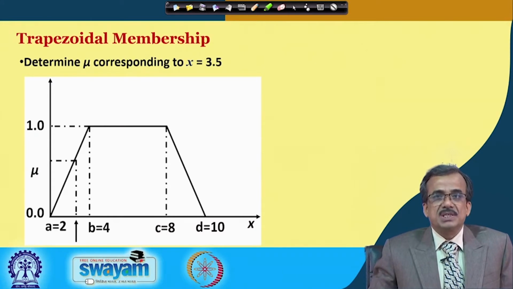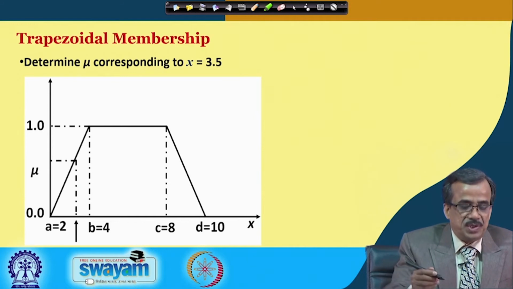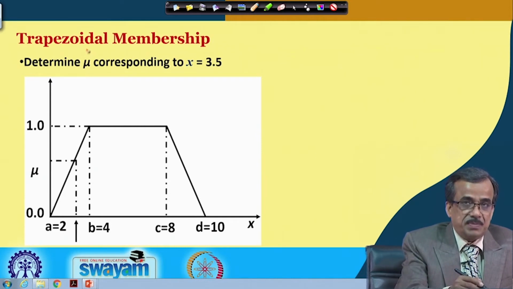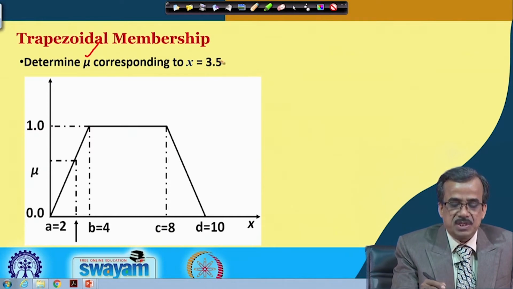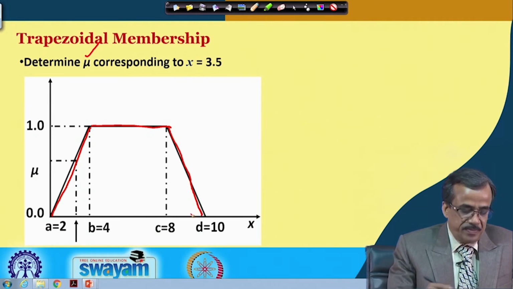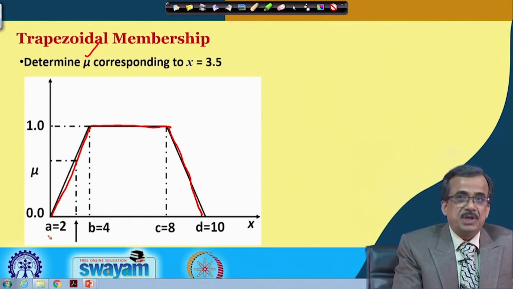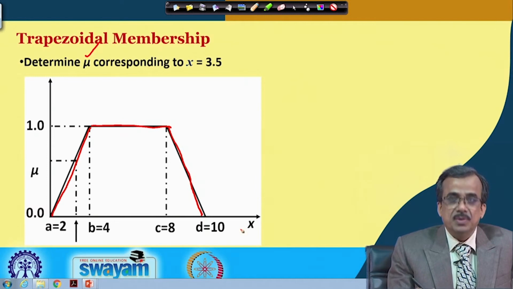Now, we are going to discuss what happens in the case of trapezoidal membership function distribution. Once again our aim is to determine the value of the membership function mu corresponding to x equals 3.5. This is the trapezoidal membership function distribution. Here A is kept equal to 2, B is kept equal to 4, C is kept equal to 8 and D is equal to 10.